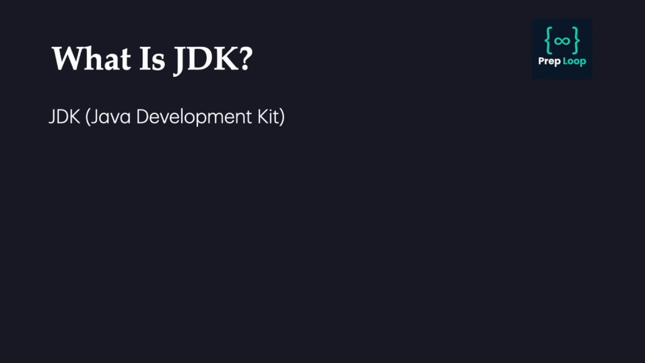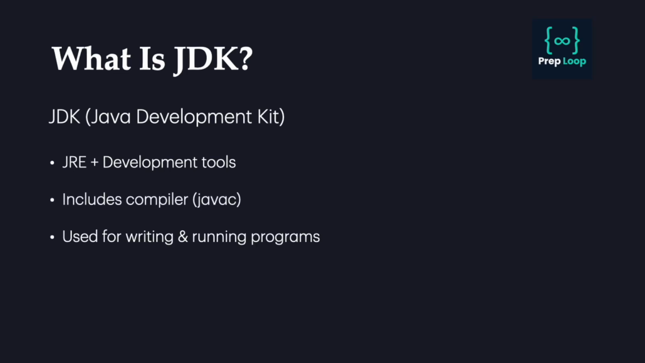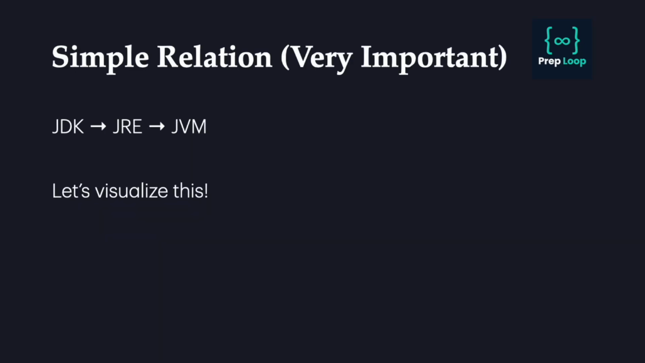Let's see what JDK is. JDK stands for Java Development Kit. It includes everything in the JRE plus all the tools needed for development, such as the Java compiler, debugger, documentation tools, etc. As a Java developer, you must install JDK on your system, which contains both JRE and JVM plus libraries plus compiler and other development tools. This is the easiest way to remember everything.